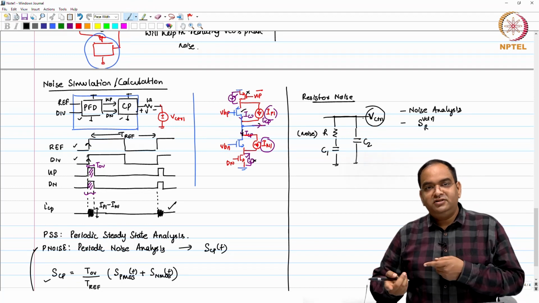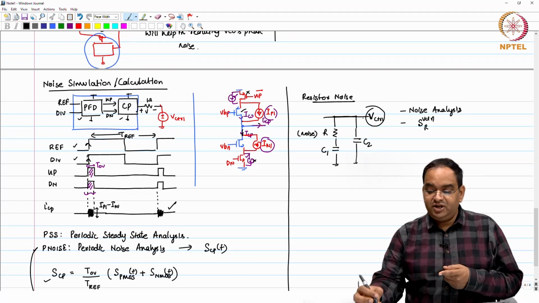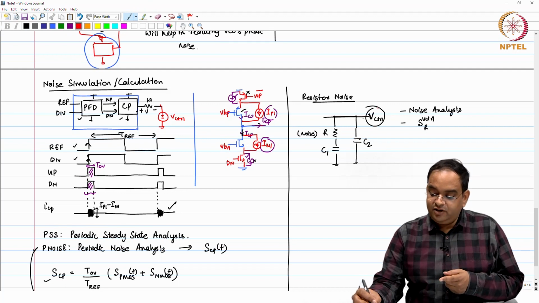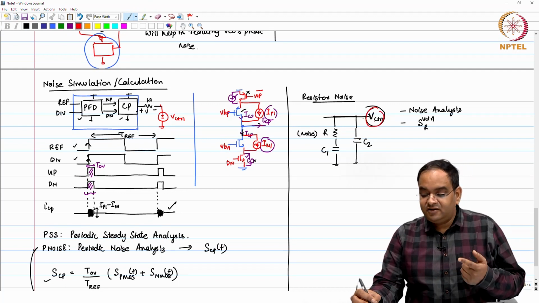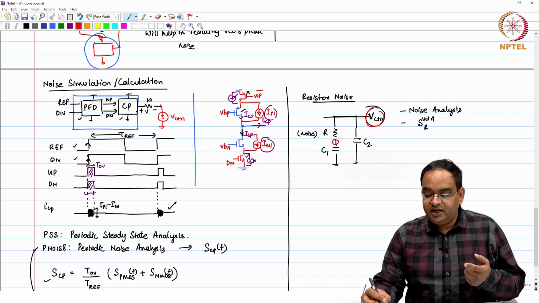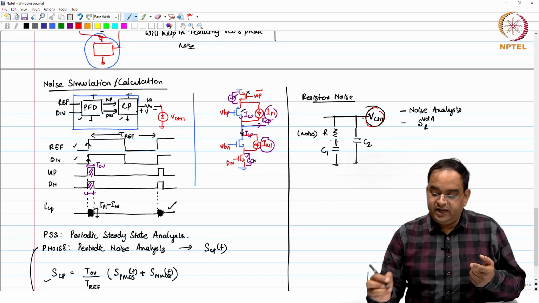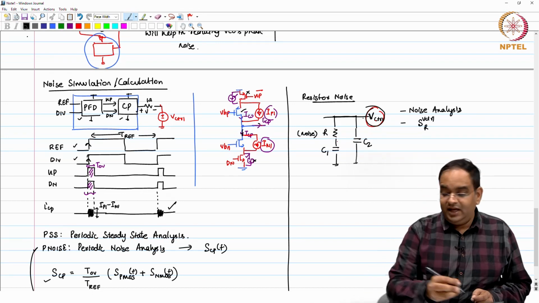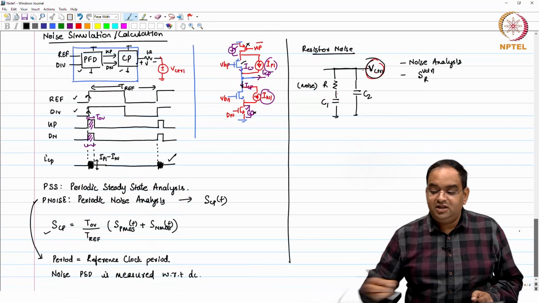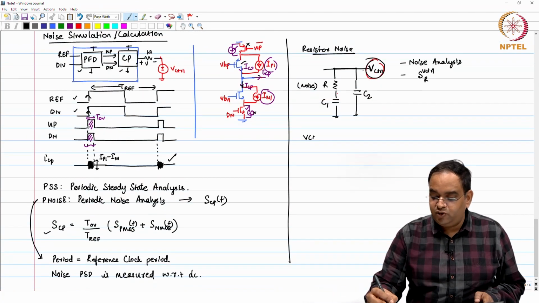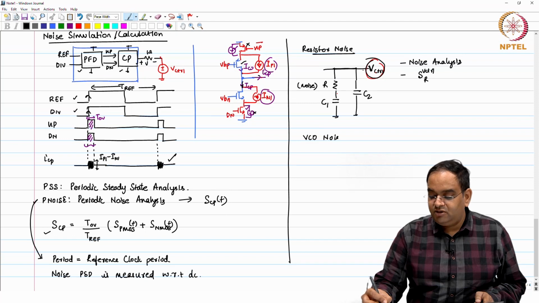And then you can use this with the correct transfer function, because right now if I am finding the noise at this node, then the transfer function is not the same as if I am modeling it here. So, please keep that in mind. Then you have the other important noise source, which is the VCO. Well, the VCO is going to be our next topic of discussion.